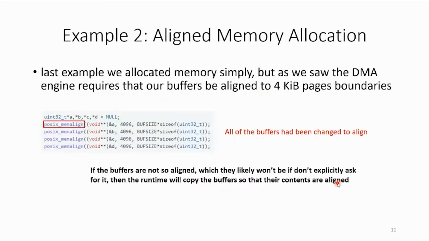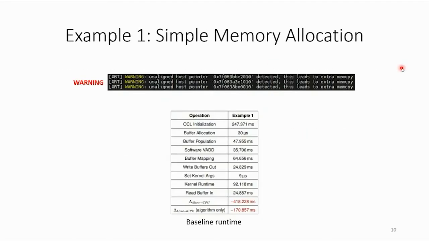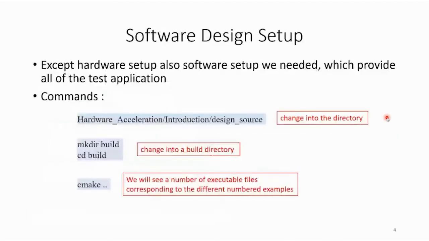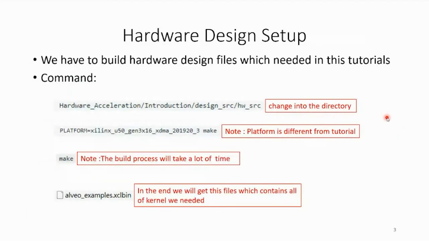Hold on, I have a question. At which step does this warning message show up? Is it running in hardware emulation or hardware? Hardware, actually running on the hardware. So the XRT will detect the buffer alignment in this step. Okay. It will create all the hardware files.